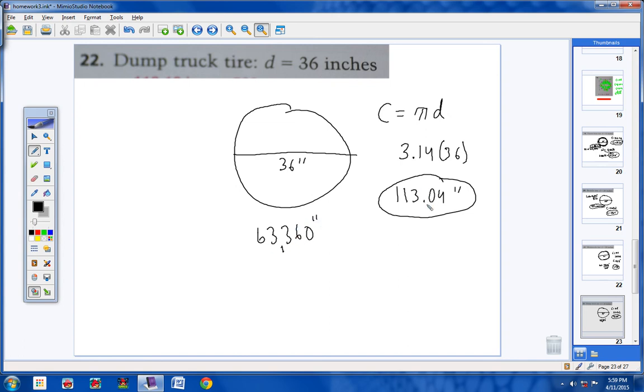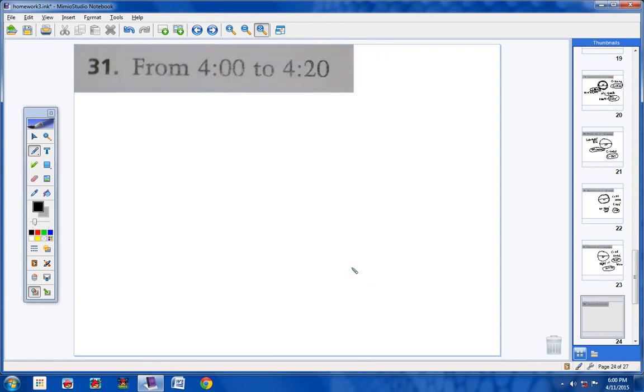So remember, 113.04 equals 1 revolution. I'm going to see how many times this will go into this. If you take 63,360 divided by 113.04, you will get approximately 560 revolutions. So that's how many times the tire has to turn in order to cover 1 mile. Okay, these are really good thinking problems. Alright, moving on to 31 through 34.